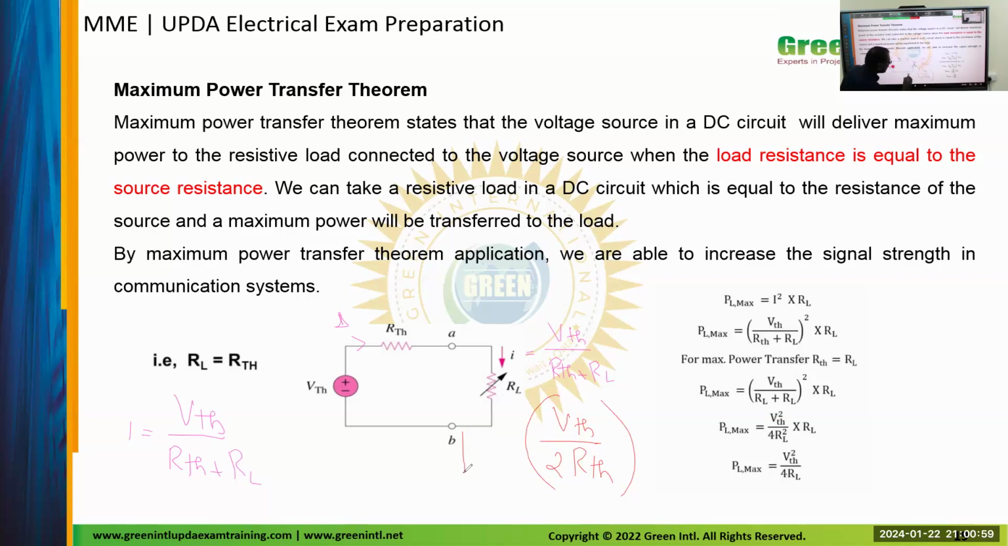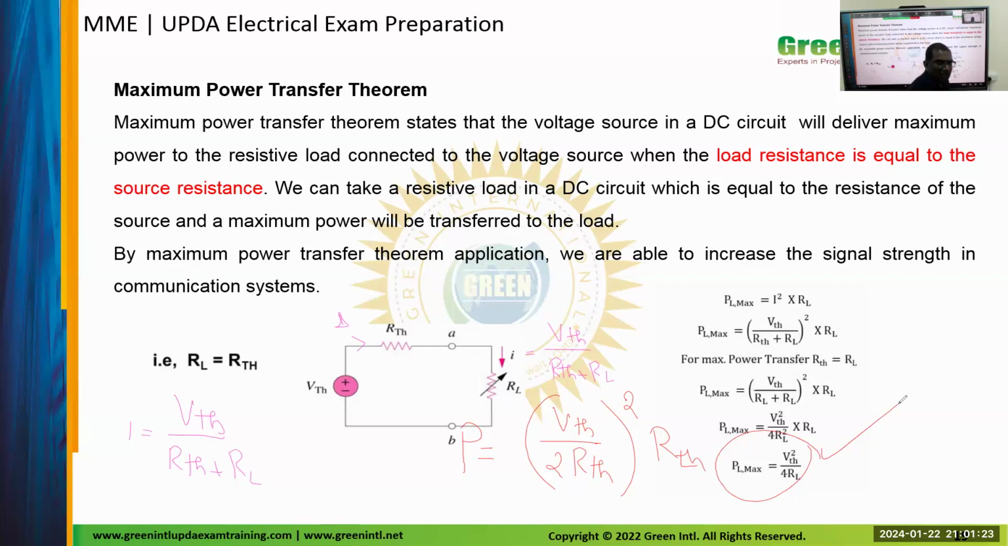How to find the power? Power P is equal to I square into RL. So I square into RL, and RL is nothing but RTH because it obeys the maximum power transfer theorem. So by simplifying, we get this value. Sometimes this question is also asked in the exam.